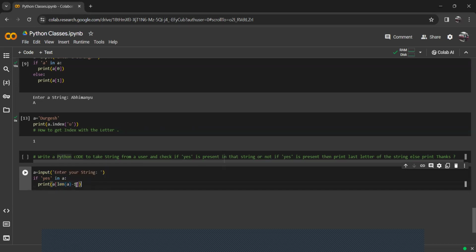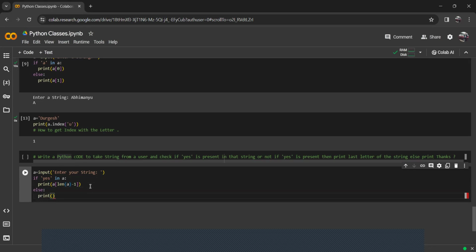So what we will do, we will print something like this. Else, now what will be there in the else condition? Print thanks.